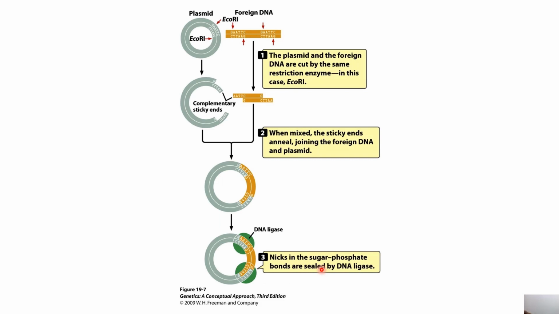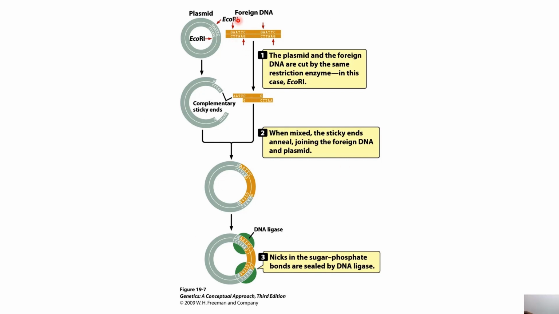Now, the plasmid and the foreign DNA are cut by the same restriction enzyme, in this case EcoRI, and mixed. The sticky ends anneal, joining the foreign DNA and plasmid, and then the nicks in the sugar-phosphate bonds are sealed by the DNA ligase. This is a conceptual approach, a schematic of how cloning basically works.